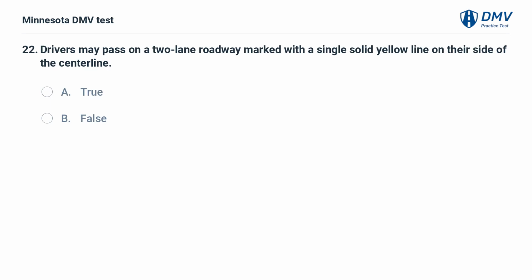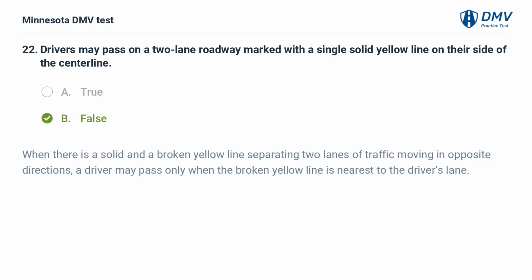Drivers may pass on a two-lane roadway marked with a single solid yellow line on their side of the center line. A. True. B. False. B. False. When there is a solid and a broken yellow line separating two lanes of traffic moving in opposite directions, a driver may pass only when the broken yellow line is nearest to the driver's lane.